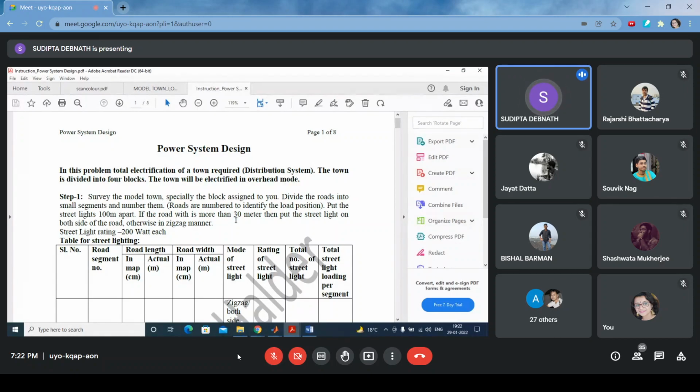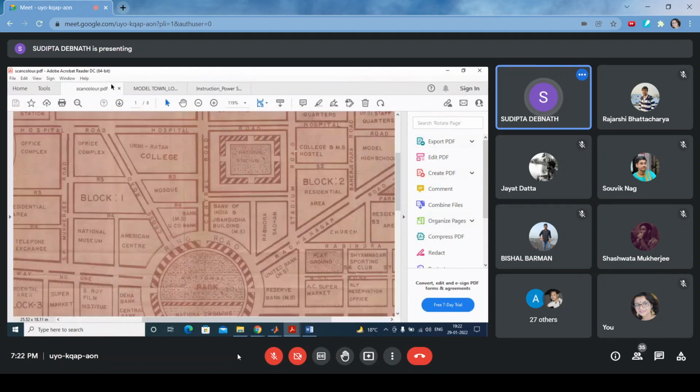If the road width is more than 30 meters, then put the street lights on both sides of the road; otherwise, put them in a zigzag manner. The street lighting rating is 200. How to put it? Suppose you have considered this road.